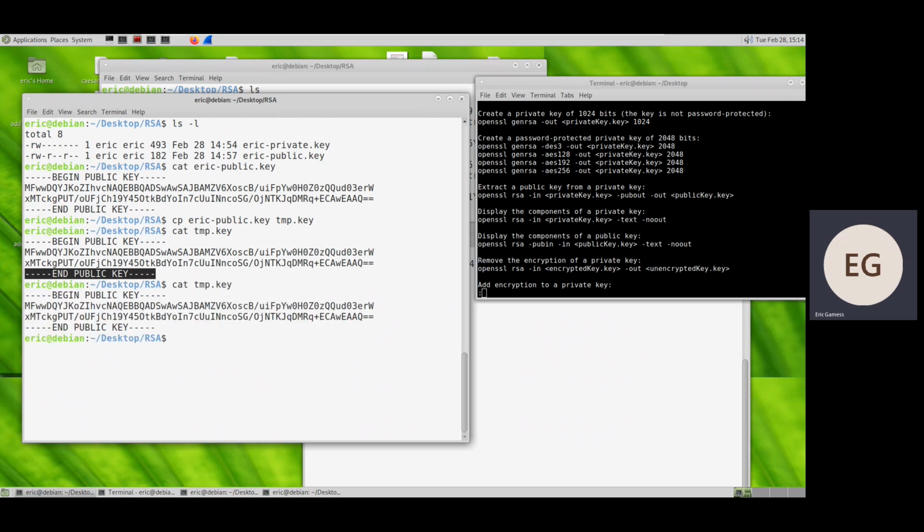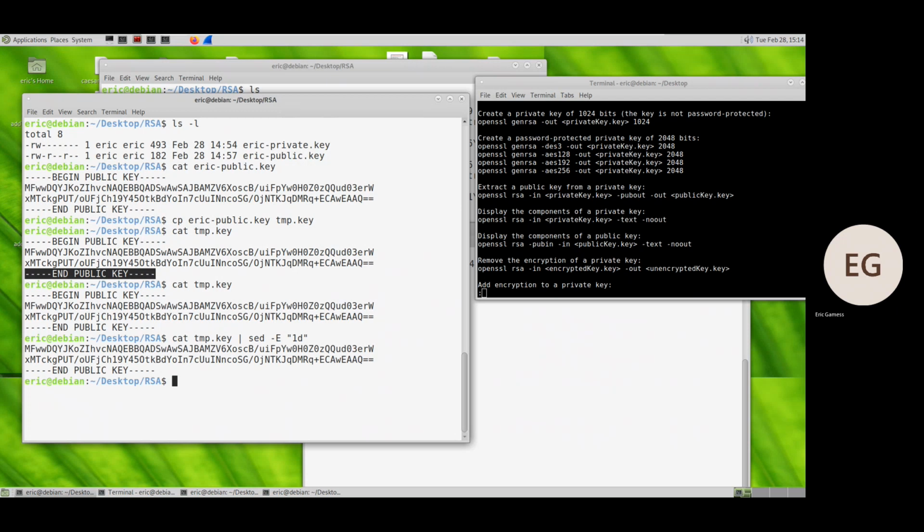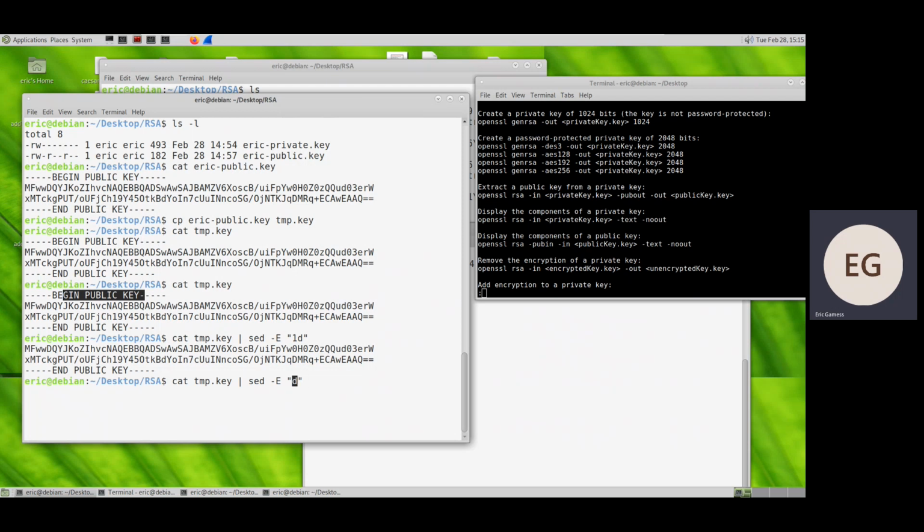What can we do here to remove the first line, for example? We have many commands that we can use. We can use the stream editor if we want. If I use sed with an option, which is, for example, 1d, one delete means remove the first line. So look, you see the first line that says begin public key is not there anymore. We have the second, third, and fourth line of the public key. If I want to remove the last line, I can do that. Dollar means the last line.